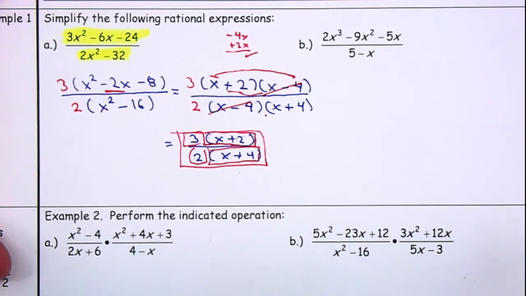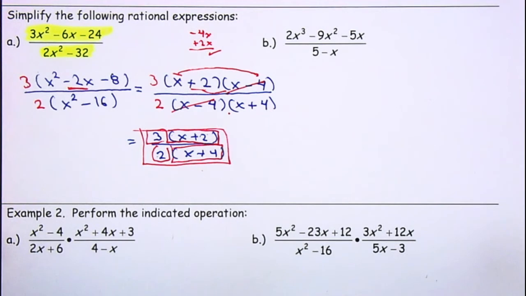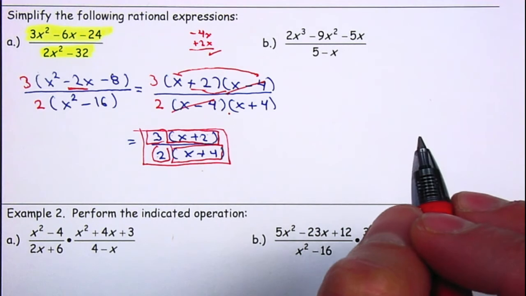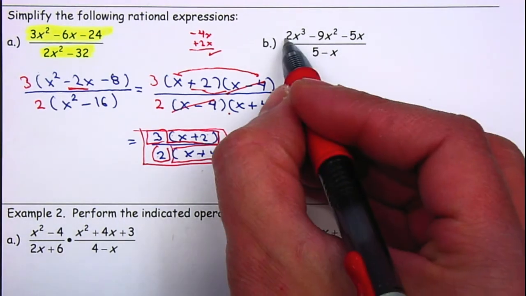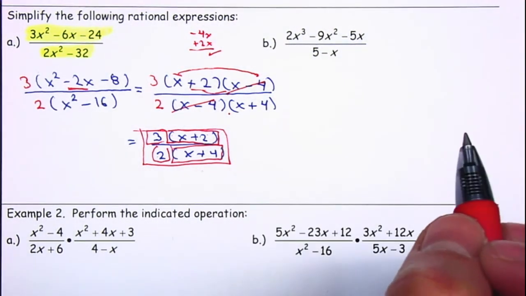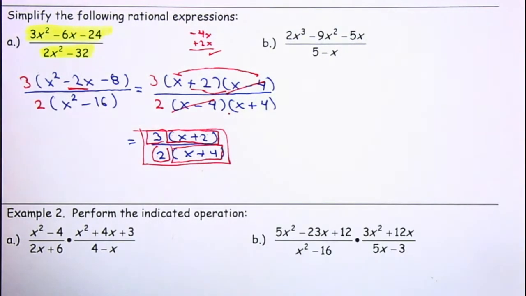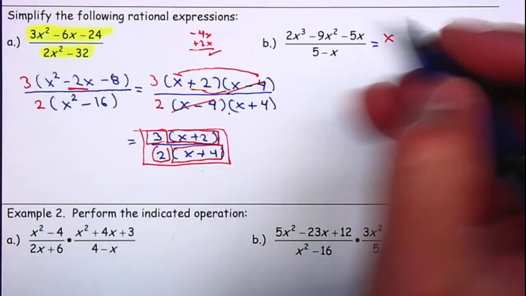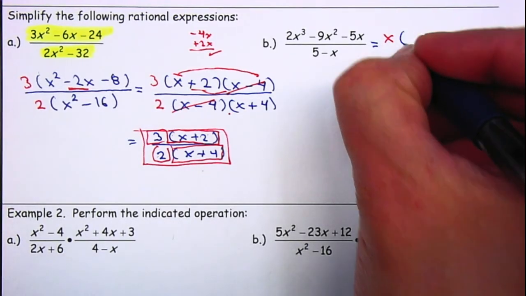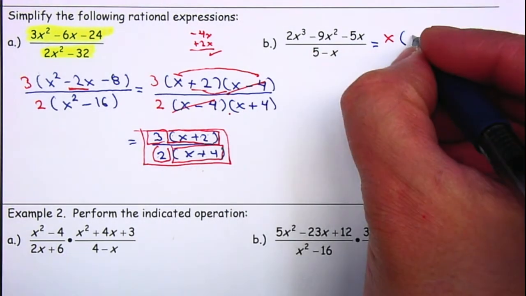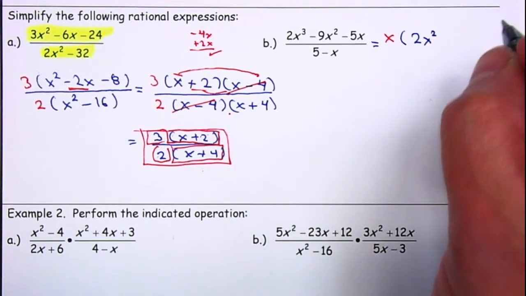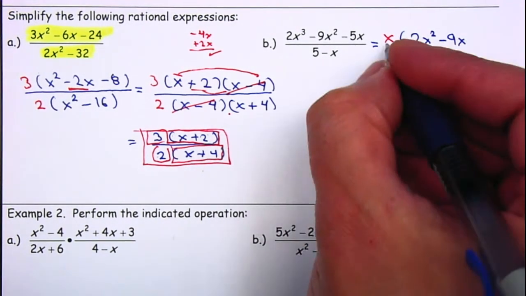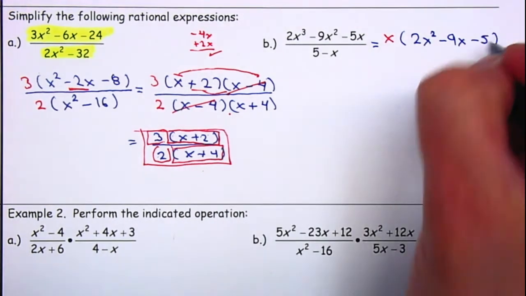Let's continue with example B. We need to simplify. So first, I'm going to factor the numerator. Is there a number that divides 2, 9, and 5? No. Do they all have an x? Yes. So I can take out 1x. What's left inside? What do I need to multiply x by to get 2x to the third? It will be 2x squared. What do I need to multiply x by to get negative 9x squared? Minus 9x. And x times what is negative 5x? It will be minus 5.